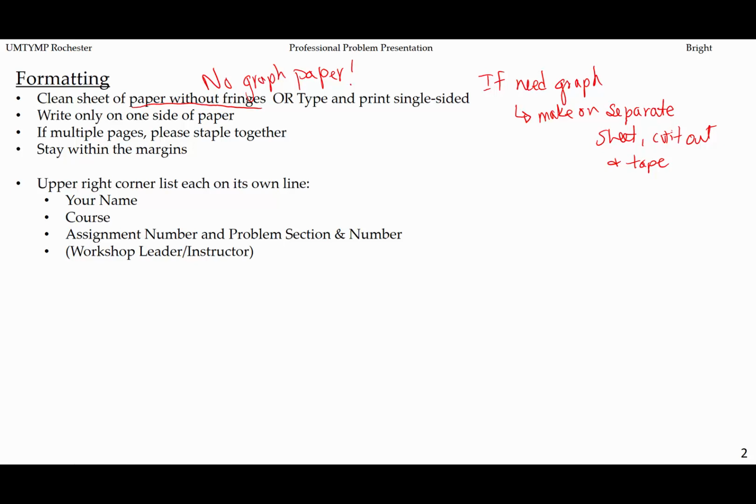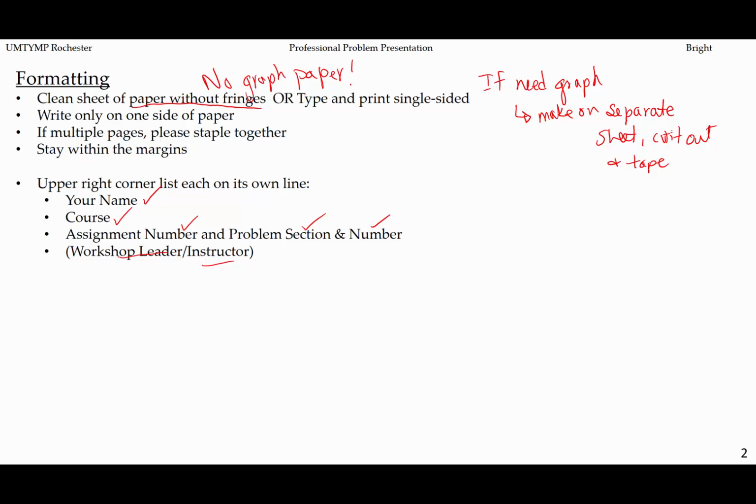On the upper right, I know some of us might already do this out of habit with other courses, but in case we don't, I just want to make sure that this is clear. Make sure that you are including your name in the upper right corner on its own line, the course, so Calculus 1, the assignment number, and then the problem section and the number on a third line. Okay. Lastly, this doesn't necessarily apply to us in Rochester, but on the fourth line you would list your workshop leader or instructor. So Professor Kenyon, for example. However, again, since this is for the Rochester site, we only have one class, so that's not as important.